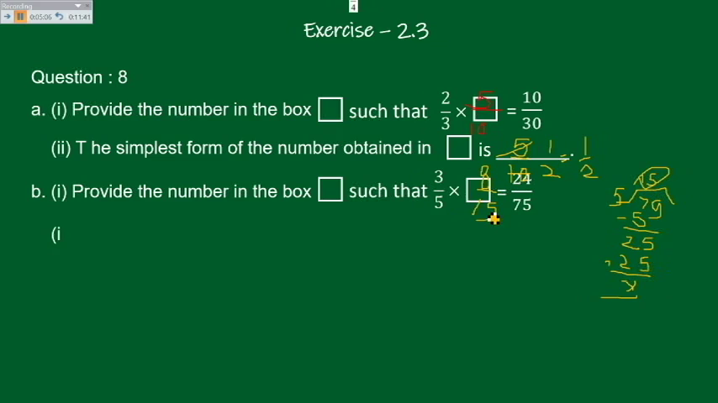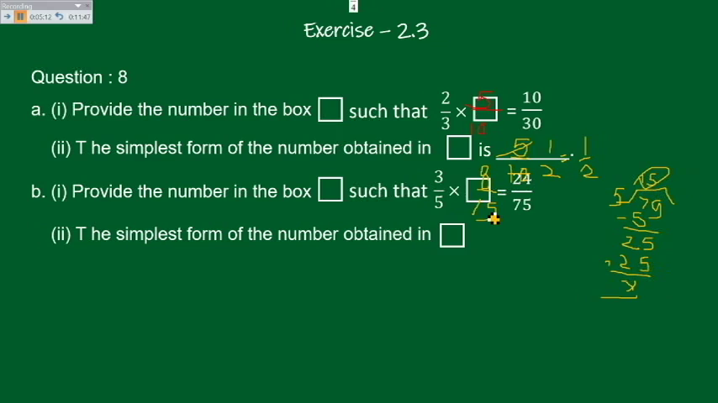Now see the next part. The simplest form of the number obtained in the box is what? So, beta, 8 upon 15. Can we further divide it or reduce it into the simplest form? I think no. So the answer is the same, 8 upon 15.